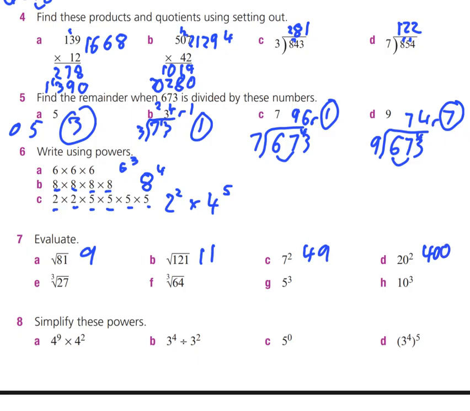Cube root of 27 is going to be 3. Cube root of 64 is going to be 4. 5 times 5 times 5 is going to be 125. 10 times 10 times 10 is 1000.